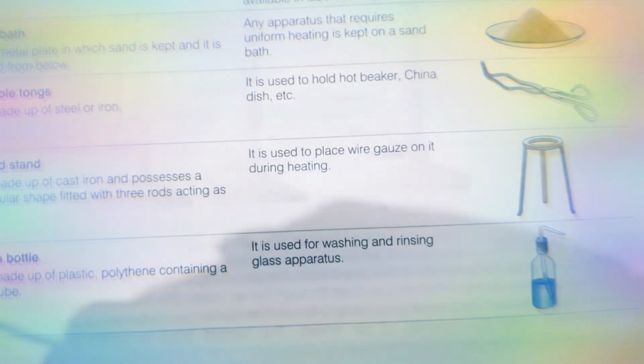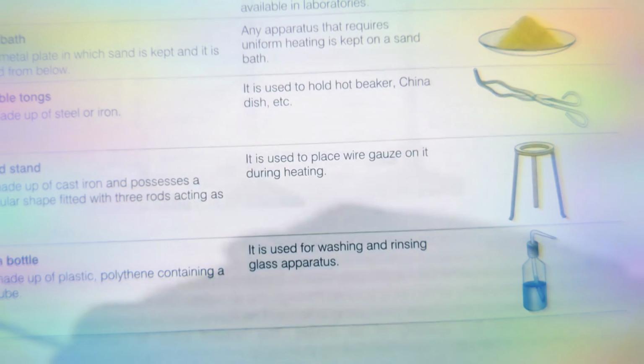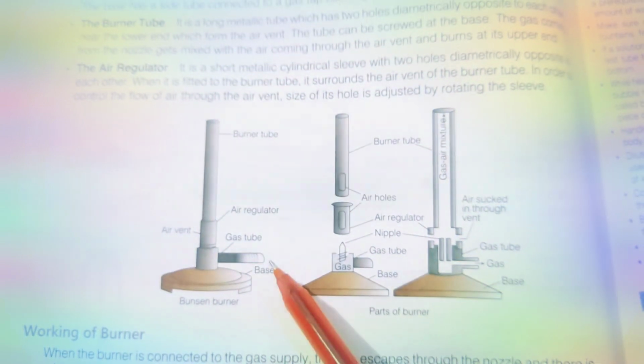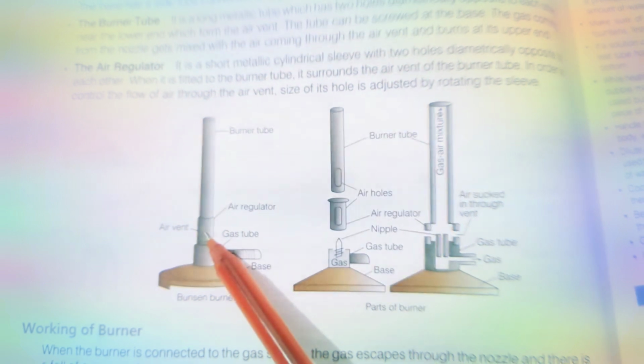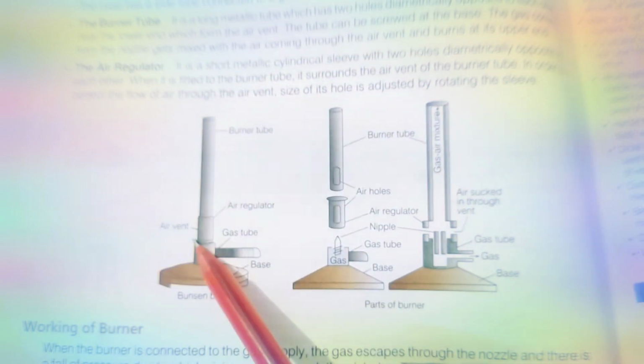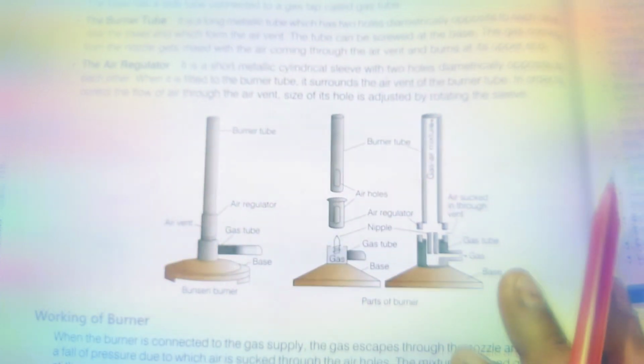Wash bottles in which we fill distilled water for washing and rinsing. And at last we have Bunsen burner which is used for heating. This pipe is connected with the gas pipe, air regulator, burner tube, air vent and base. We can keep here the tripod and on that wire gauze, then we keep any substance, any beaker or conical flask for heating. So in this part I have just discussed the glassware which is used in chemistry lab.